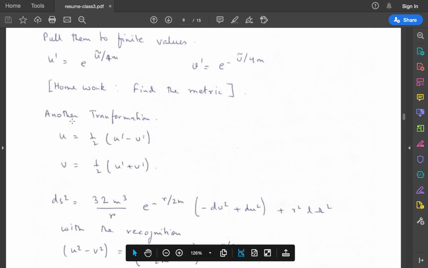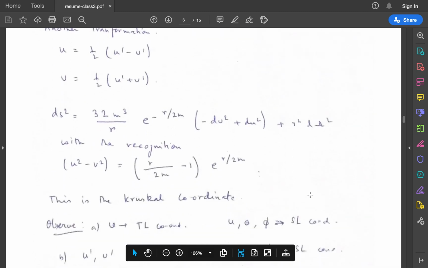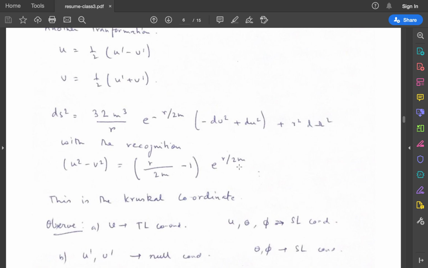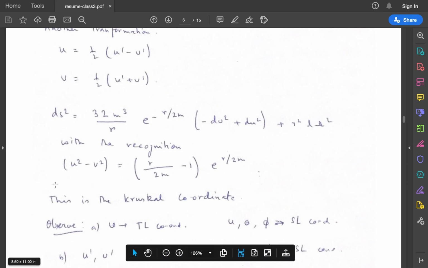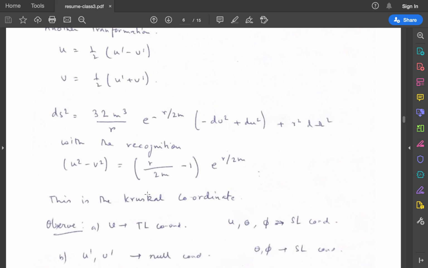If I do this coordinate transformation, then my metric becomes ds square equal to 32 m cube by r exponential to the power minus r by twice m, times minus dv square plus du square, plus r square d omega square. With the recognition that, if I want to substitute r, u square minus v square equals r by twice m minus 1 exponential r by twice m. And this ds square in u, v, theta, phi is known as Kruskal coordinates, and the metric in Kruskal coordinates looks like this.